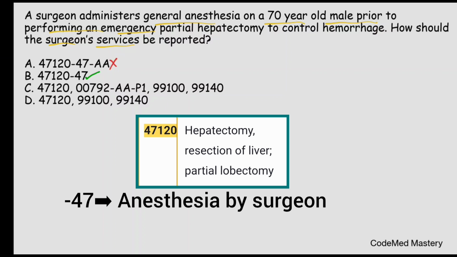Now coming to option C and D, they have mentioned anesthesia codes, that is 00792, 99100, 99140, right? But in the question, they have mentioned how should the surgeon's services be reported. So, anesthesia codes are not reported by the surgeon, and qualifying circumstances codes and add-on codes should be used only with anesthesia codes. They are not reported with surgery codes. This code 47120 is a surgery code, right? So, along with that, they have mentioned the anesthesia codes. But according to the guideline, the anesthesia codes are not reported by the surgeon, so we'll eliminate option C and option D. Option B is the right answer.